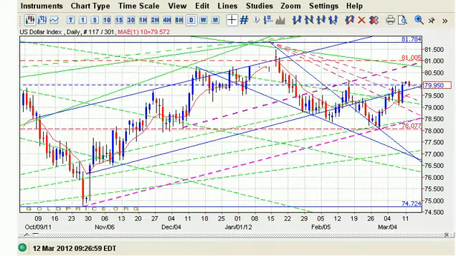Today is March the 12th, 2012, and we will be focusing on the US dollar index based on the current market conditions, as recently reported last Friday on the non-farm payrolls, which was quite favorable for the US dollar since the job numbers were quite good, showing that the US economy is actually recovering better than most analysts have expected.